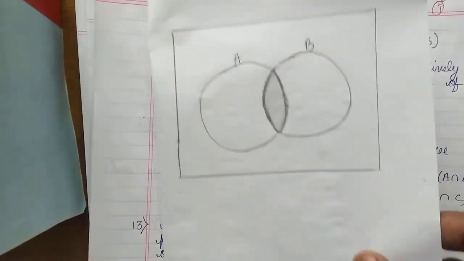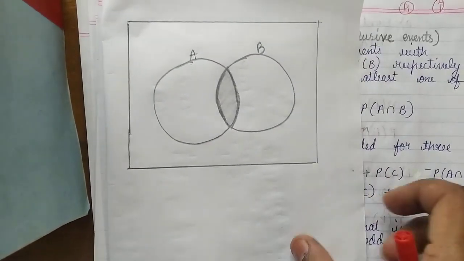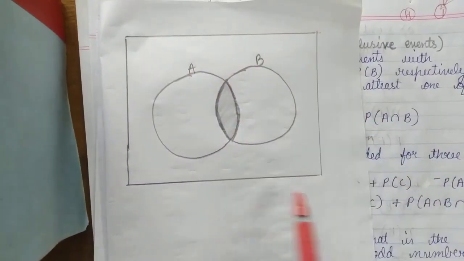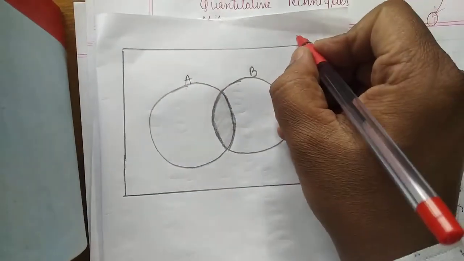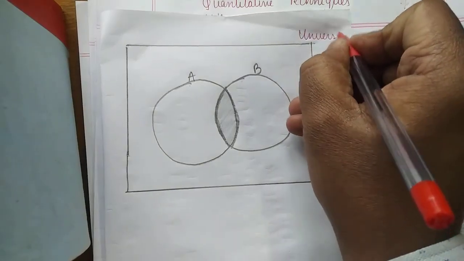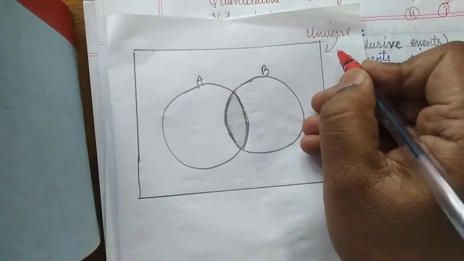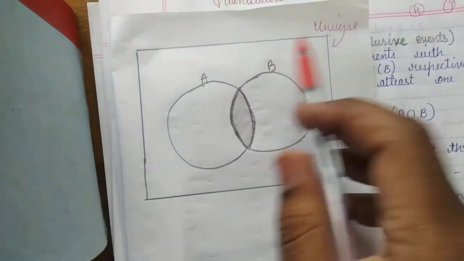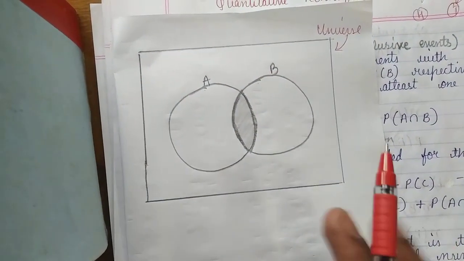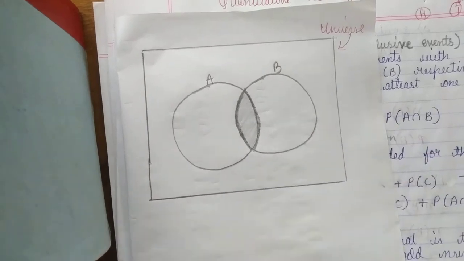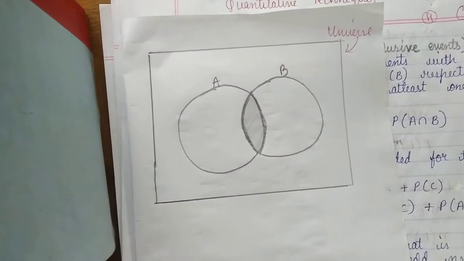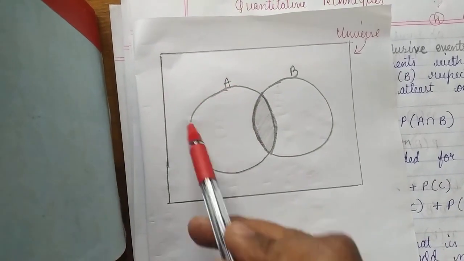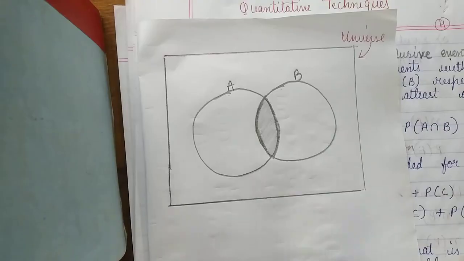So your Venn diagram looks like this. Now what is this? This entire rectangle represents the universe. Universe means the entire thing, whatever is the possibility, will be covered within this rectangle. Whatever outcome may come, it will come within this rectangle itself. So your answer will lie within this rectangle.